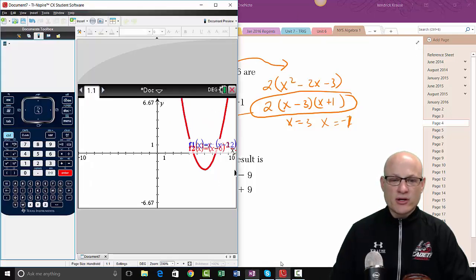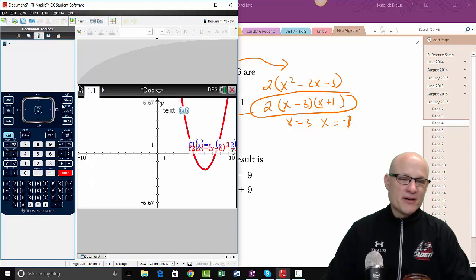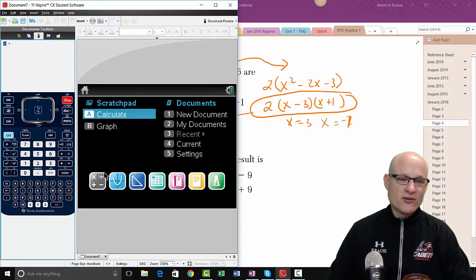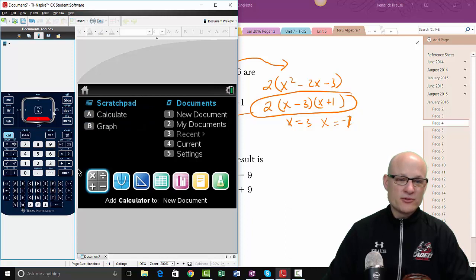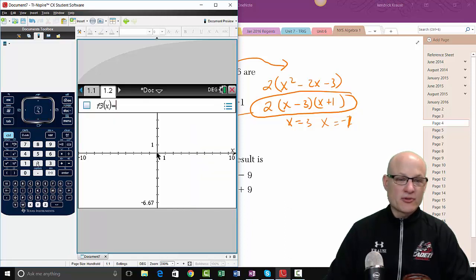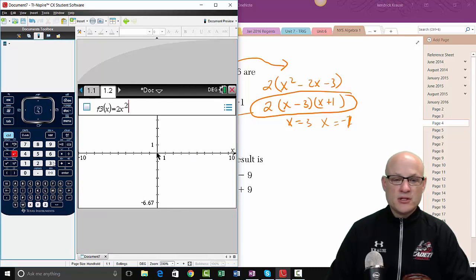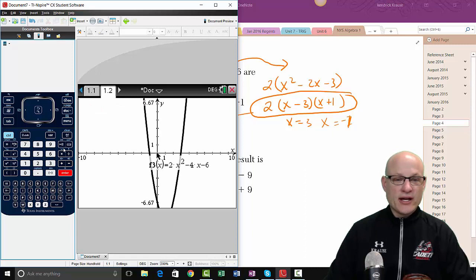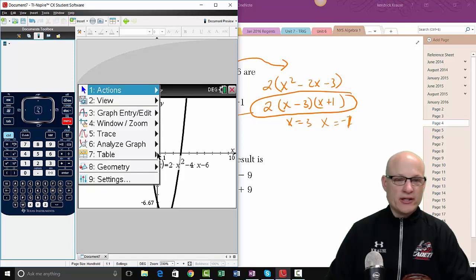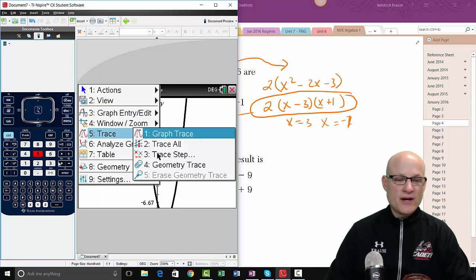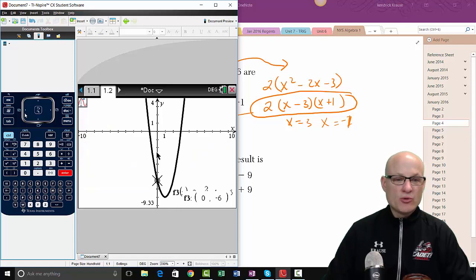Now I could come over here and graph it, hopefully. Let's go get a new graph. Try doing it this way. I'm not going to bother even factoring it. I'm just going to type it in as it originally was. 2x squared minus 4x minus 6. Hit enter. And the great thing about this calculator is, if you hit number 5 and you hit graph trace, it will tell you what the roots are.